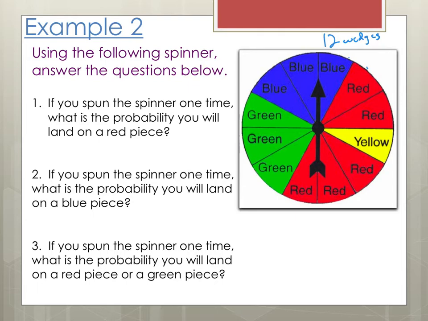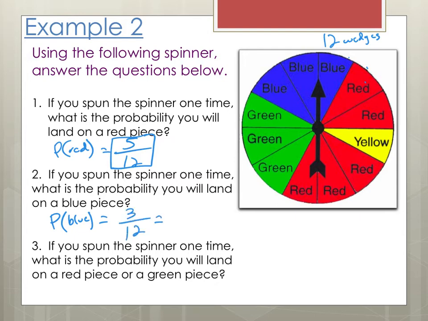Well, looks like there's 1, 2, 3, 4, 5 different reds. So the setup would be P of red. There's 5 red wedges out of 12 total wedges, so it looks like we have a chance of 5 out of 12 here. Second question says if you spun the spinner one time, what's the probability that it'll land on a blue piece? So again, the notation here would be probability of blue, and it looks like there's 3 blue wedges out of 12 total. Notice here we can reduce our fraction, right? 3 over 12 is the same as 1/4, so it looks like you have a 1/4 probability of that happening.